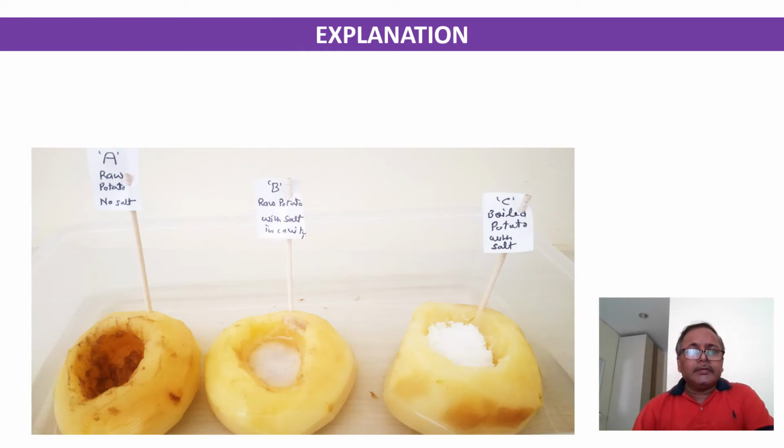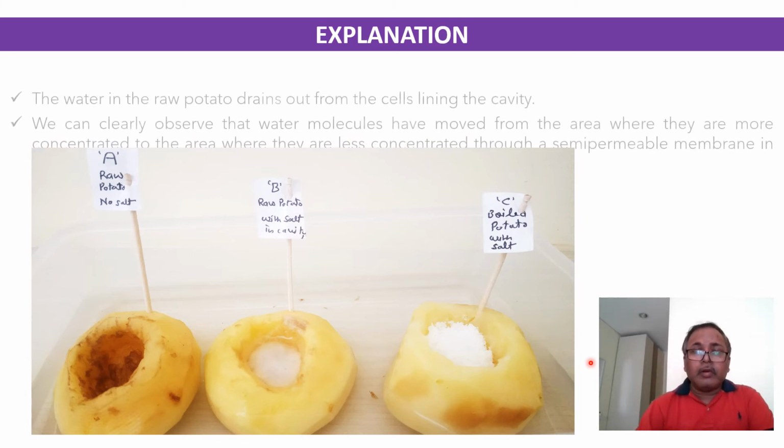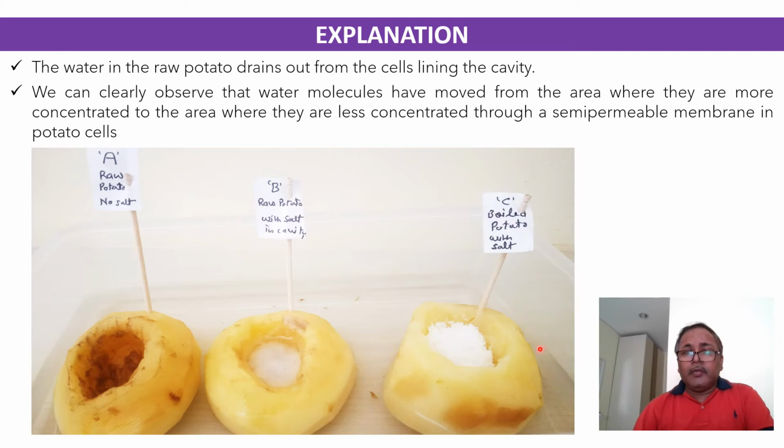So now students, I will explain the reason for the observations for these 3 potato osmoscopes. You can see the water in the raw potato drains out from the cells lining the cavity. You can see these are the cells lining the cavity. Okay, this is the cavity. You can see here also. The cells lining the cavity, from there water has drained out into the cavity.